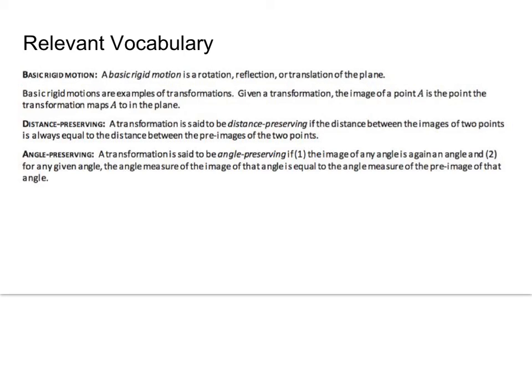Given a transformation, the image of point A is the point the transformation maps A to in the plane. Distance preserving: a transformation is said to be distance preserving if the distance between the images of two points is always equal to the distance between the pre-images of the two points. The pre-images, remember, that's the beginning. Angle preserving: a transformation is said to be angle preserving if, one, the image of any angle is again an angle, and two, for any given angle, the angle measure of the image of that angle is equal to the angle measure of the pre-image of that angle.